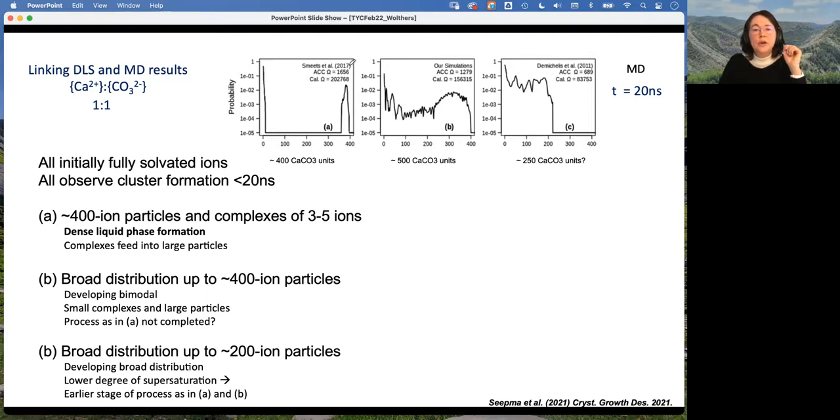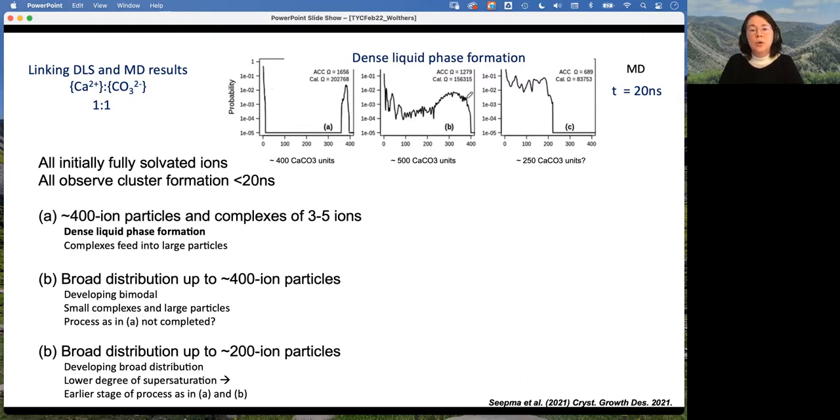And in Smeets et al., which is the highest degree of supersaturation, they observed particles of about 400 ions in size and some small particles. And they interpreted their results as a process of dense liquid formation, where the ion pairs and clusters are feeding into the large dense liquid phase.